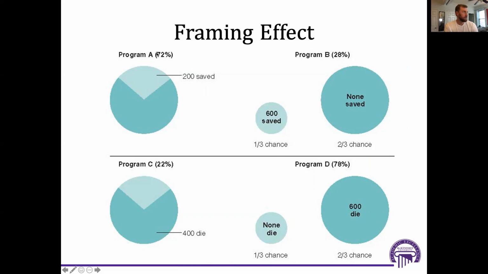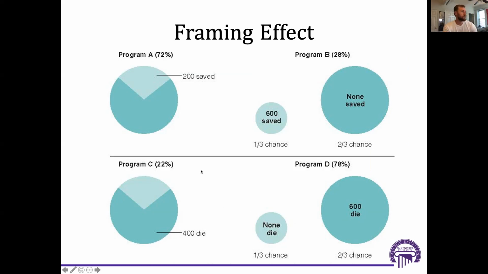In this particular study, people were more likely to choose program A. So 72% of participants said, if you can guarantee that you would save 200 lives, we'll take that program, as opposed to program B, in which you have a 1/3 chance of 600 lives saved and a 2/3 chance of no lives saved. But consider what happens here in this next scenario, choosing between program C and program D. Program C, it's a guarantee that 400 people will die. Or program D, there's a 1/3 chance that no one will die and a 2/3 chance that 600 will die.